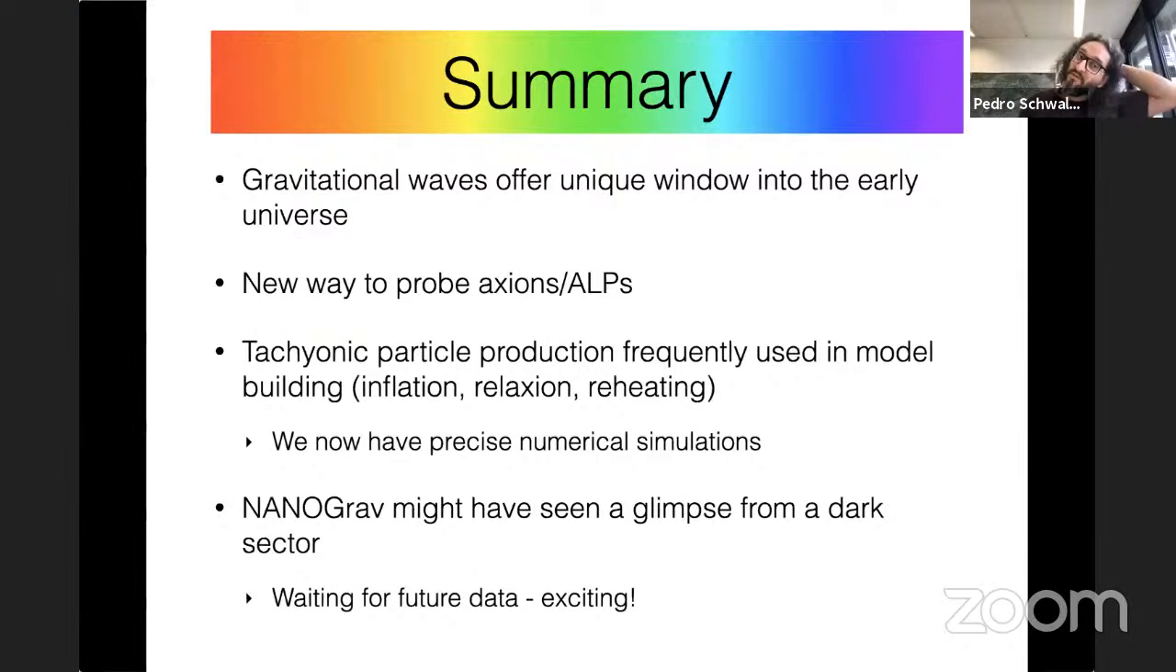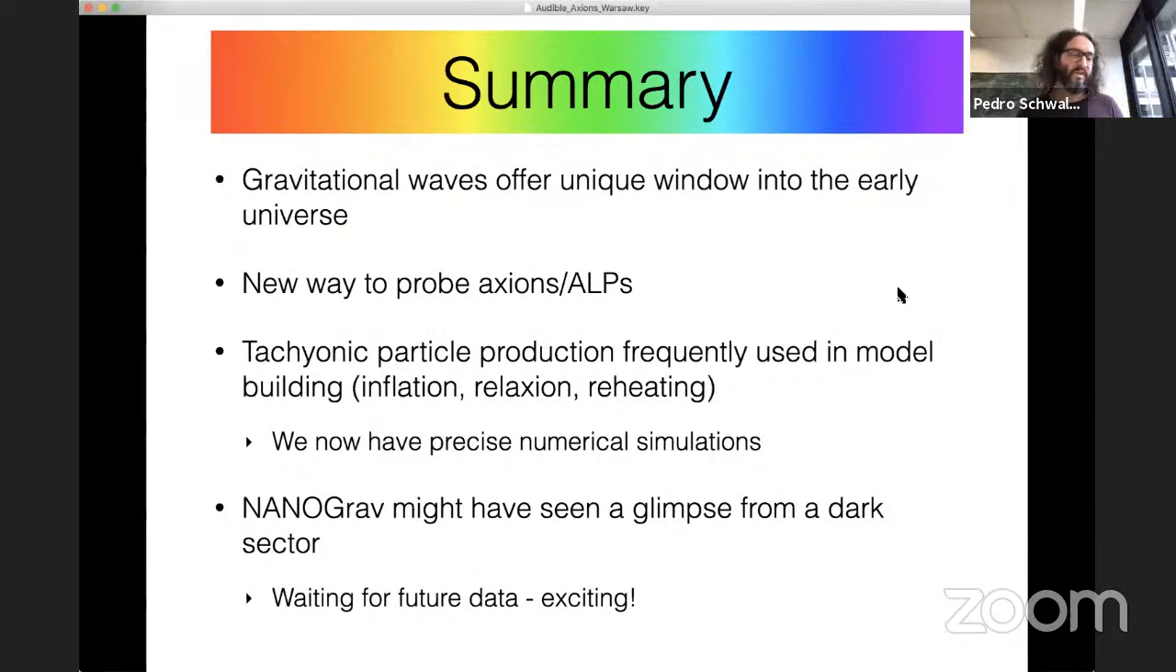Okay, so this brings me to the summary. I hope I didn't go over time too much. I think here we all agree that gravitational waves offer a unique window into the early universe. We've been studying in the last few years a new way to probe axions or axion-like particles. This mechanism, as I argued, this tachyonic particle production, is frequently used in model building, also in inflation and reheating, and we can now do precise numerical simulations of this scenario.